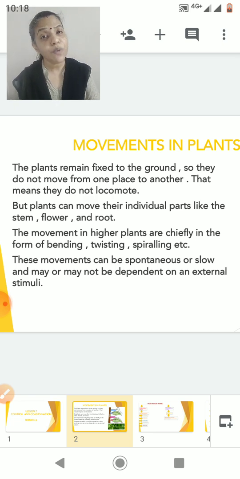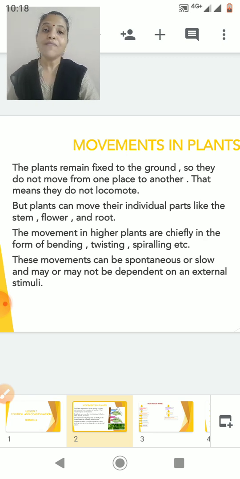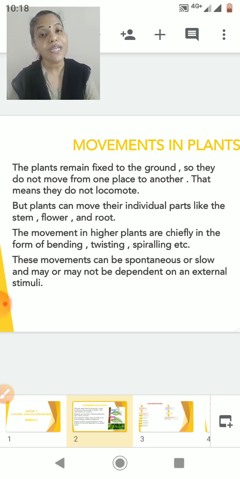Another example of spontaneous movement I can give you is the drooping of the leaves of the plant called touch me not. When it receives the stimulus, that is touch, at that time what happens to the leaves? The leaves tend to droop down. That we will discuss further in detail. And the spiraling. Okay, so these are the different types of spontaneous movements which you can see. Now at the same time some movements are slow.